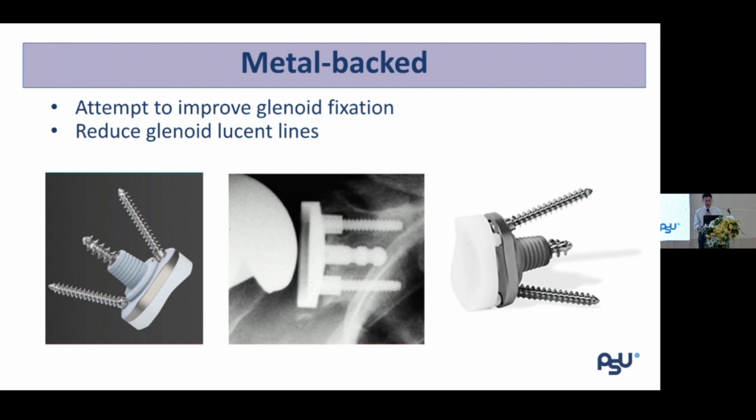Due to the high rate of glenoid loosening from the all-polyethylene design, researchers developed the metal back glenoid as an attempt to improve glenoid fixation and reduce the radiolucent line. The goal was to enhance implant stability and minimize the risk of long-term failure.